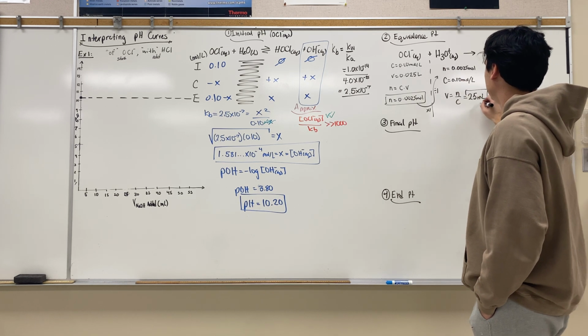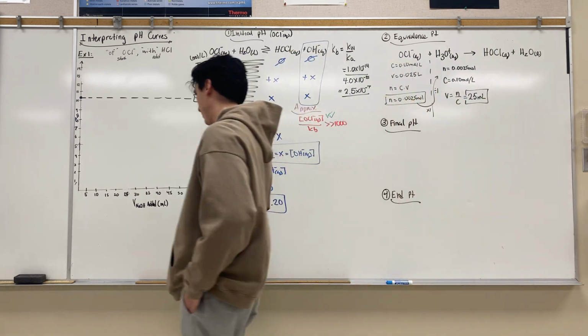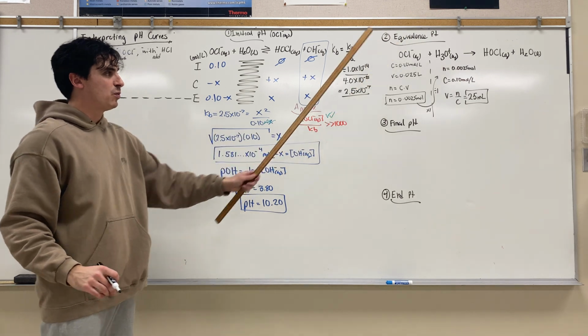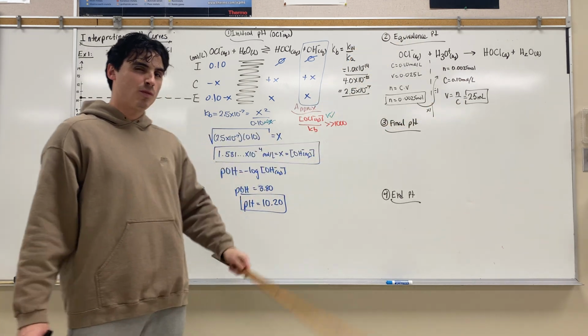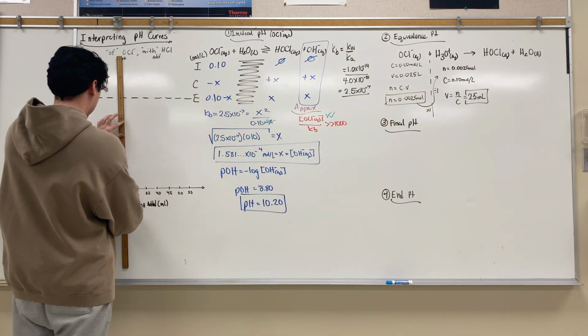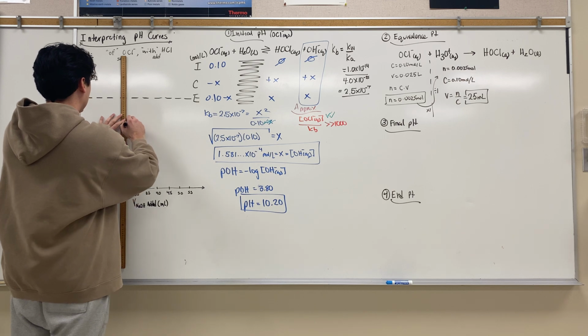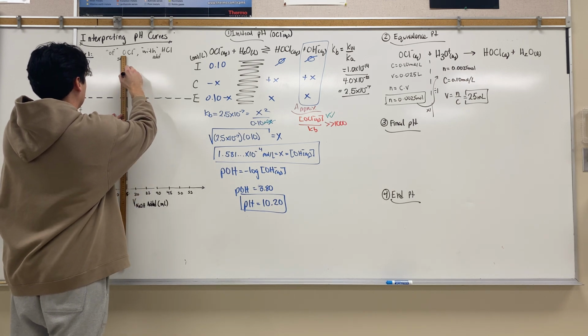I understand I skipped a step, but we know it by now. So we're going to take that 25. That is our equivalence point. This represents how much HCl we had to add to completely neutralize our weak base. And I'm going to mark that on my graph, like so.